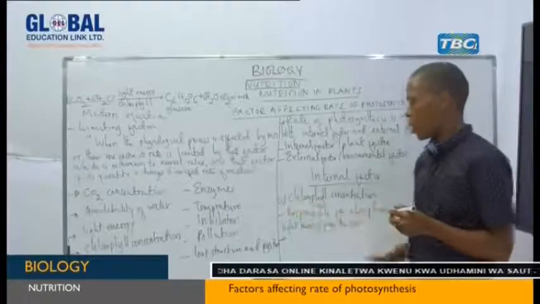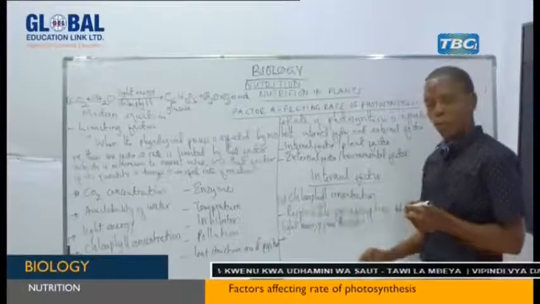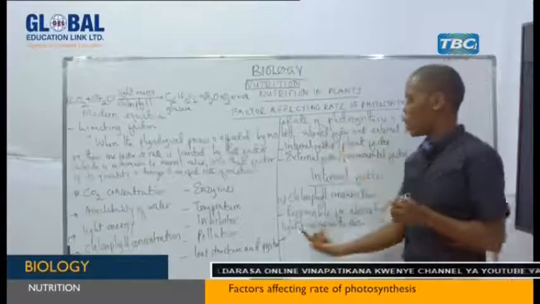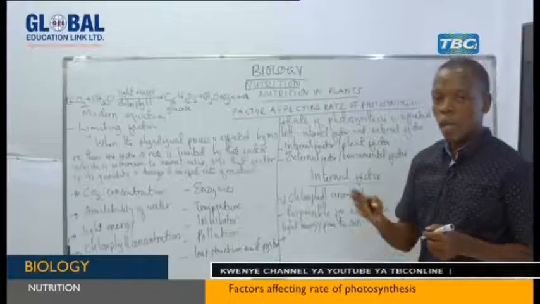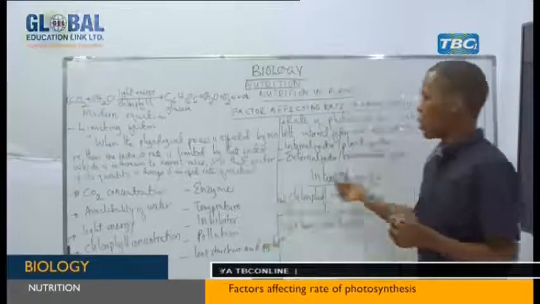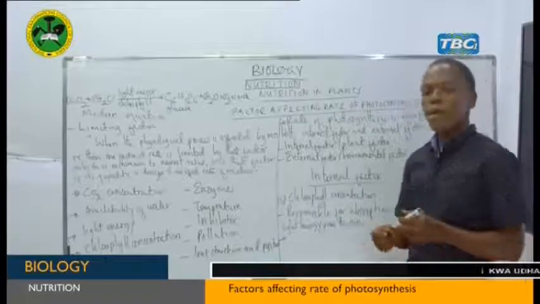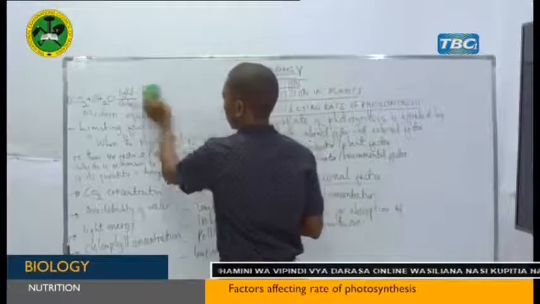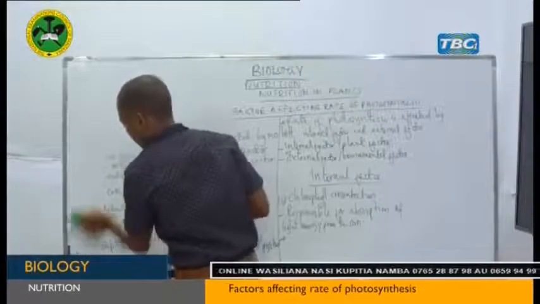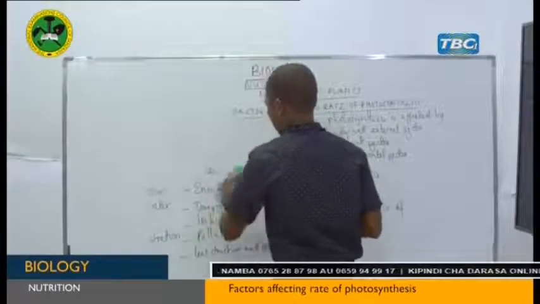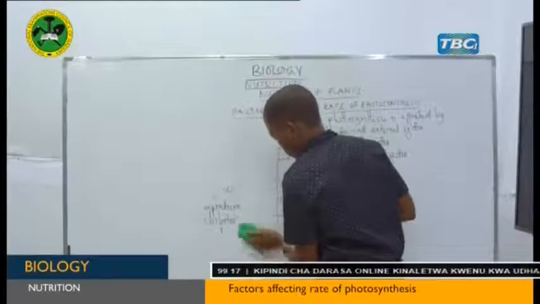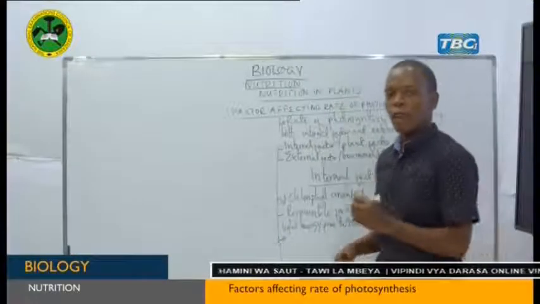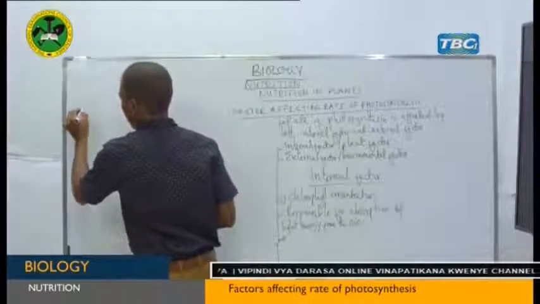Therefore, when there is a little amount of this mineral salt, it can result in low production of chlorophyll. When there's low production of chlorophyll molecules, the rate of absorption of light will be very low. Hence, the rate of photosynthesis will be affected. Low chlorophyll molecules means little formation of product of light reaction, and hence slows down photosynthesis. That is factor number 1. Factor number 2, again an internal factor, is enzymes.